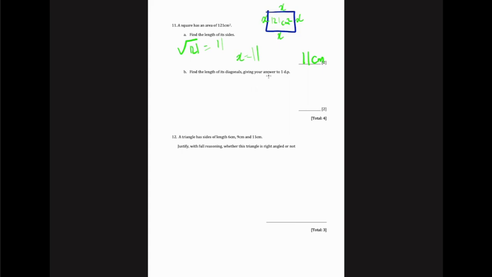Find the length of its diagonals, giving your answer to one decimal place. Okay, we'll draw a square. There we go, that's a better square. We'll put 11 and 11. And if we do its diagonal, that's its diagonal, so this is x. And as you can see, this is a right angle triangle.